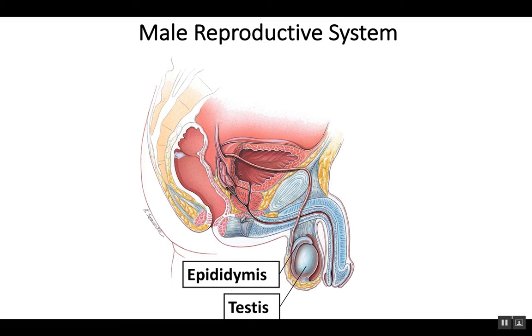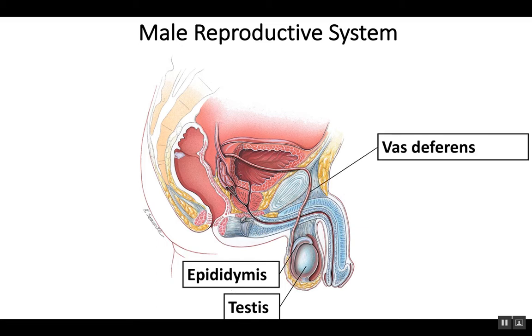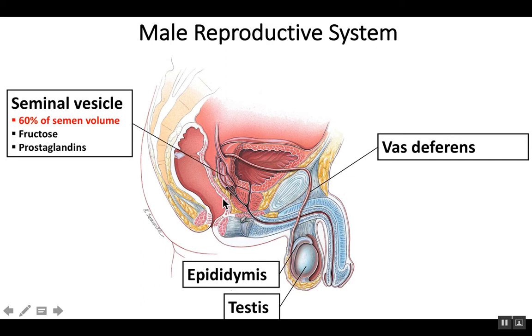Those sperm will then move through the vas deferens, which is the longest portion of the system of ducts. That vas deferens is going to transport the sperm into the pelvic cavity through the inguinal canal. The vas deferens will travel then behind the urinary bladder, where it's going to pick up secretions from the first male gland called the seminal vesicles.